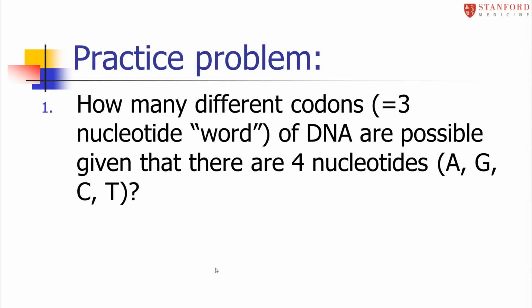So the problem here is, how many different codons of DNA are possible given that there are 4 nucleotides? So the 4 nucleotides are A, G, C, and T. There are 4 possible nucleotides. And in genetics, a codon, which is the word, the basis of forming amino acids, each codon has 3 nucleotides in it. So how many different possible 3-letter words are possible from the 4 letters A, G, C, and T?